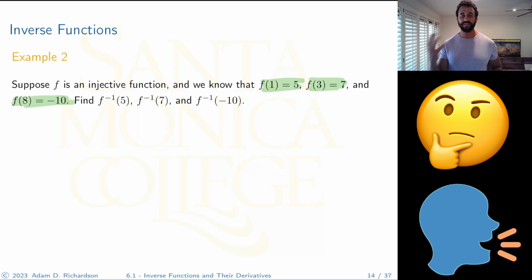All right, now say something out loud to yourself or to anybody, to your dog, whatever, about what you were just thinking about. How would you go about finding these values, f inverse of 5, f inverse of 7, f inverse of negative 10?